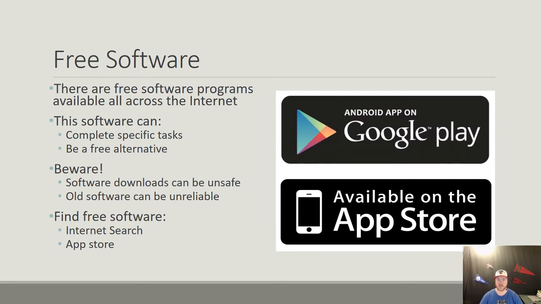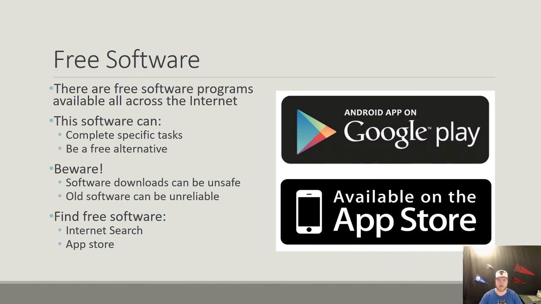So there are a few things to keep in mind when you are downloading on your computer. Probably the most common way to get a virus on your computer is through downloading. So you have to be very careful when you are doing that. Software downloads can definitely be unsafe, and even old versions of software can have privacy issues, security issues, and in general be unreliable.